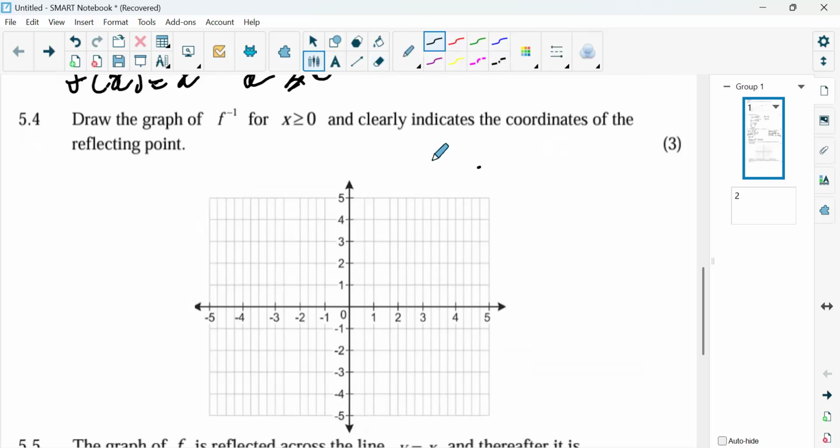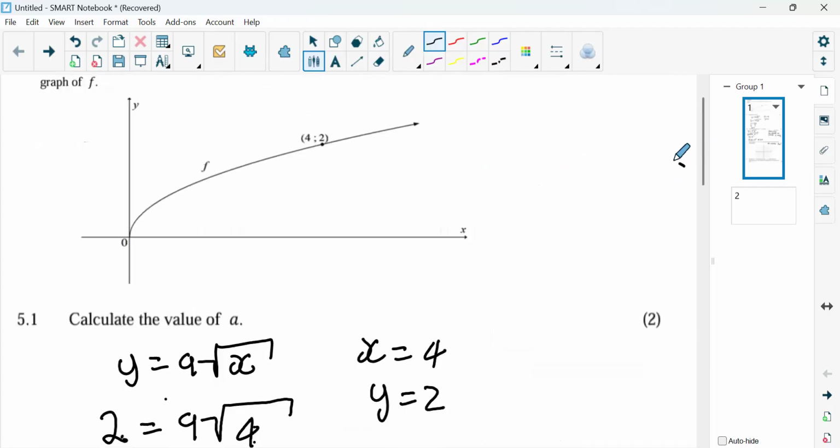The point was point P. They gave it to us as 4;2. But for the inverse, we're going to tell them that this point is going to be equal to 2;4. Okay, let's go to our graph paper and look for 2;4.